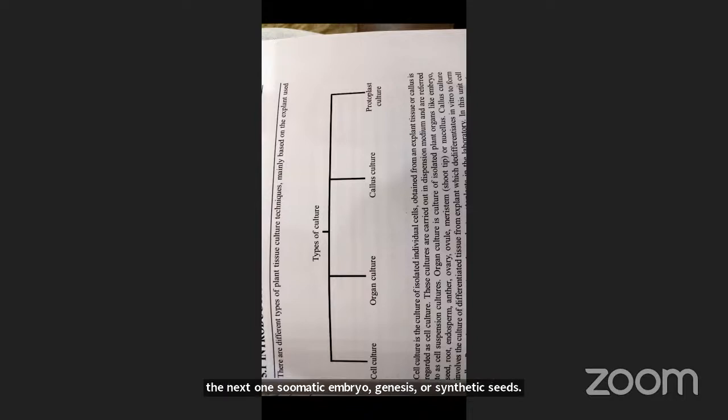Now the next one, somatic embryogenesis or synthetic seeds. When the explant is taken into the nutrient medium, the explant cells divide repeatedly and produce a mass of cells called callus. Now these callus cells are encapsulated by sodium alginate. Now it is called a synthetic seed. So a synthetic seed is nothing but a somatic embryo, a vegetative cell used as a synthetic seed.